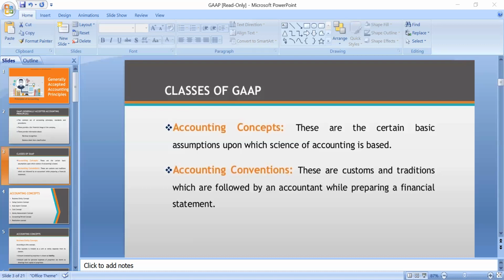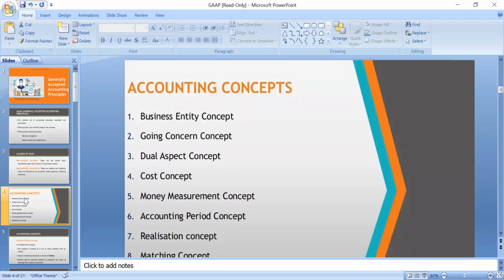So, here is the question: why do we need these accounting principles? My dear friends, the answer is these are to ensure uniformity in the accounting system and also make it easy to understand, so a person who has basic knowledge of accounting can easily understand, because these principles are followed worldwide. So there are several accounting concepts, almost 10: business entity concept, going concern concept, dual aspect concept, cost concept, money measurement concept, accounting period concept, realization concept, matching concept, accrual concept, and so on.